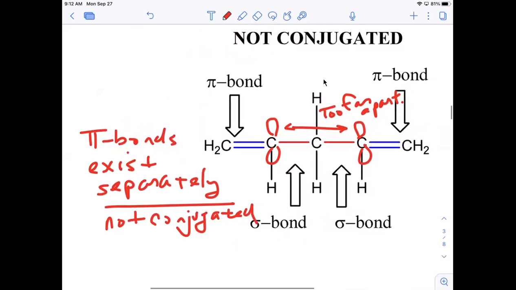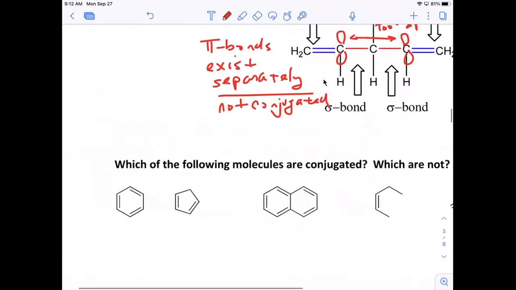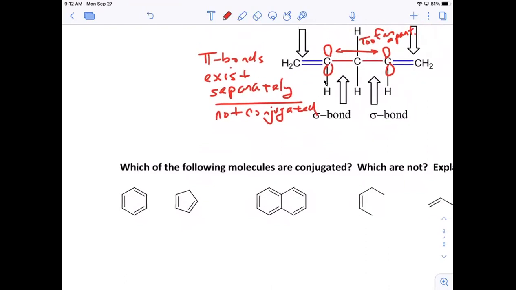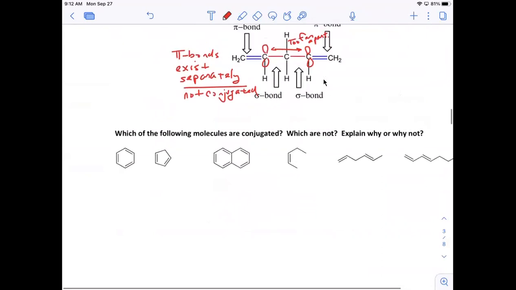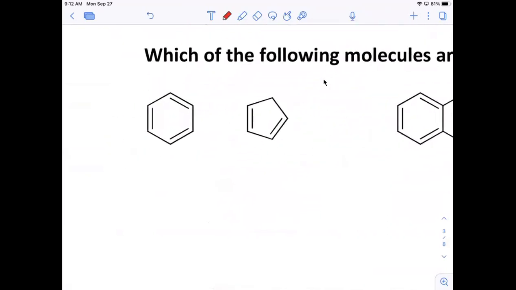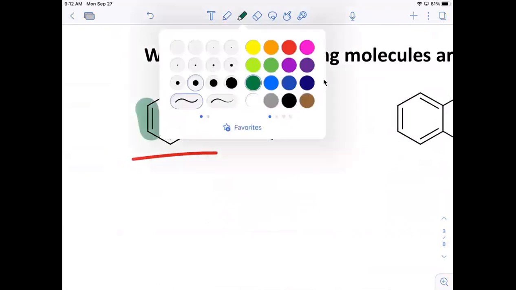So it's not conjugated. All right, so let's take a look at some molecules down here, and we'll just walk through them and determine which ones are conjugated, which ones are not. So let's work through some of these examples. So let's look at that first example. What do you think here? Do you see the pattern of alternating pi and sigma bonds? Yes. Yeah, you can see it, right? There's a pi bond here. Let me make this a little thinner.